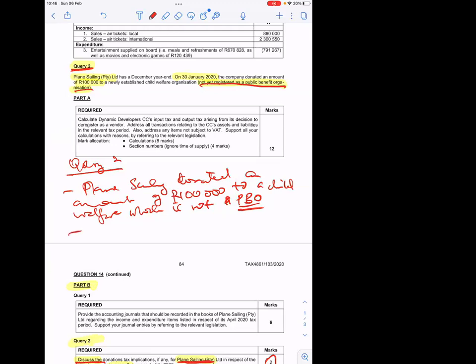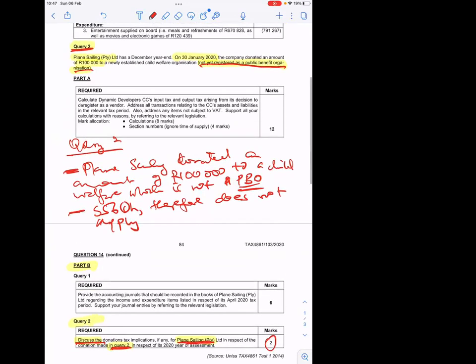Then you can say here now that section 56(1)(h) therefore does not apply. Does not apply. See, you are building your answer nicely. You stated that it is not a public benefit organization, and then now you are telling us that because of that, section 56(1)(h) will not apply, which is true.